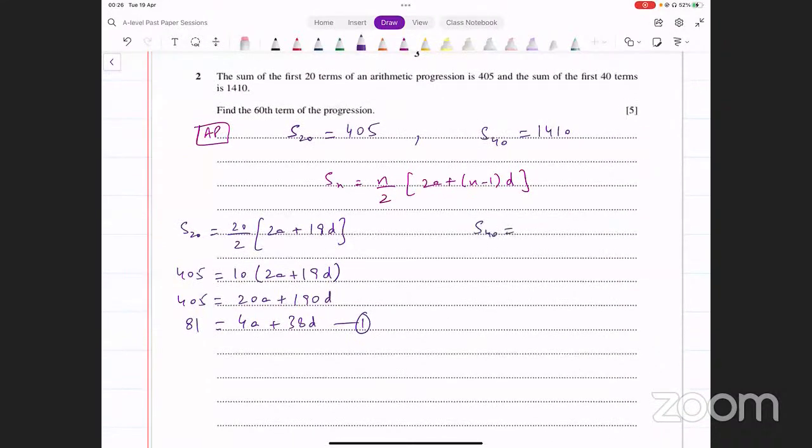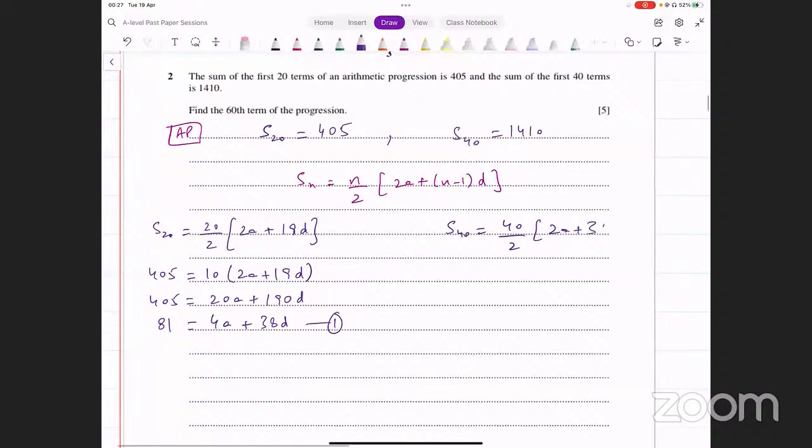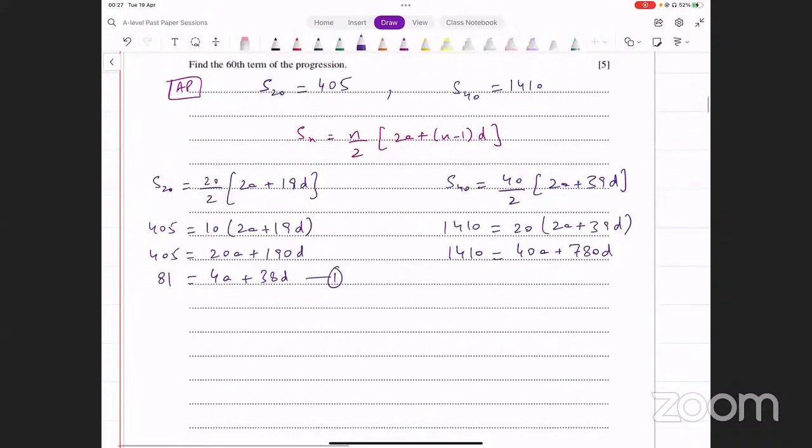S40 किसके इक्वल है? S40 is 40 over 2 into 2a + (40 - 1), that's 39d. S40 is 1410. So you've got 20 into (2a + 39d). Let's multiply this as well. That gives us 40a + 39 into 20, that is 780 times d, equals 1410.